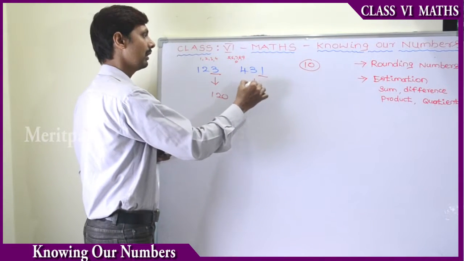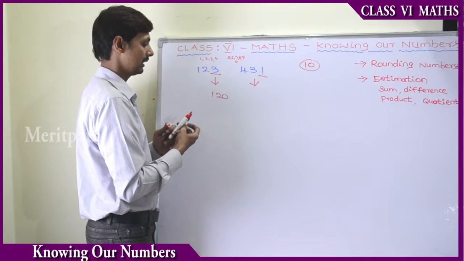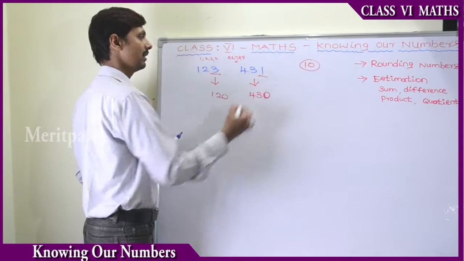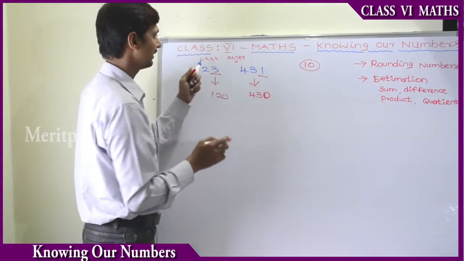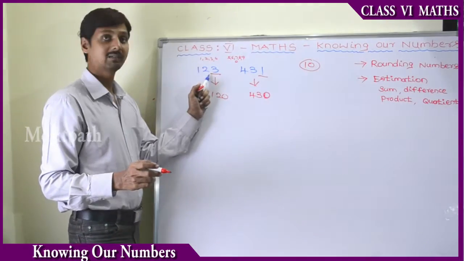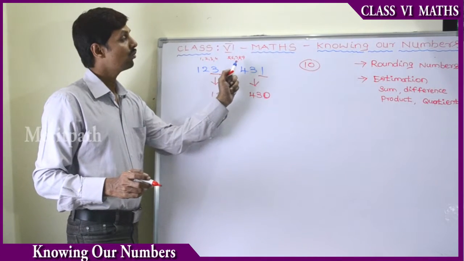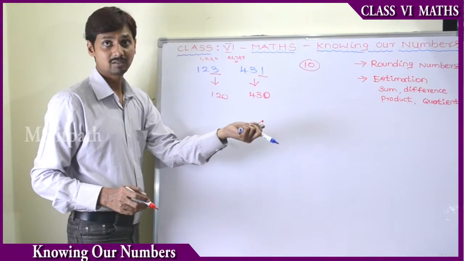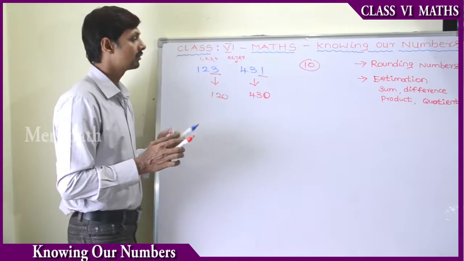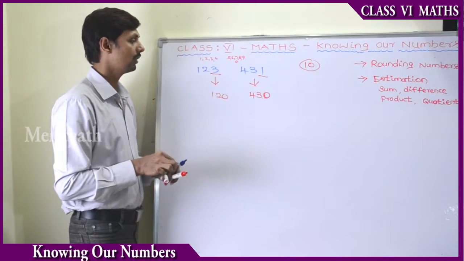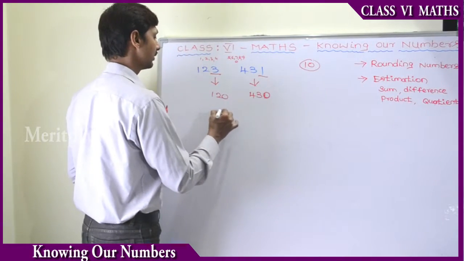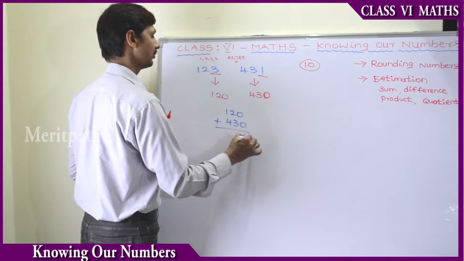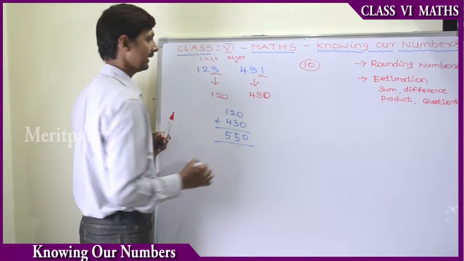For the next number, 431 is nearest to 430 when we round to the tens place, as we have taken the concept: 1, 2, 3, 4 we take the number before, and 5, 6, 7, 8, 9 and 0 we take the next number. So here 430 and 120, we add these numbers. 120 plus 430, we'll be getting 550.